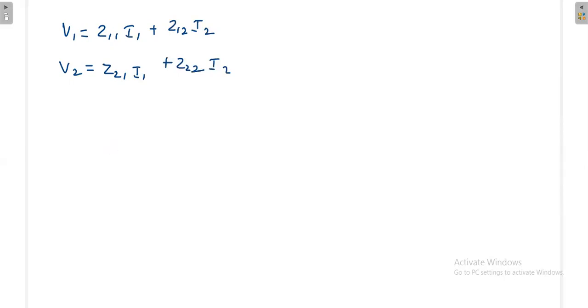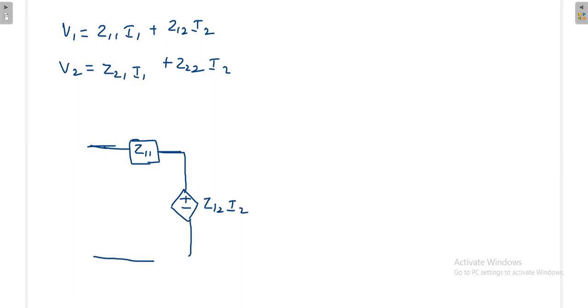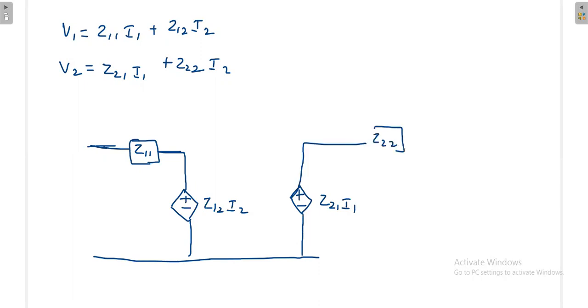Okay, I can write one impedance here, that is Z11. Now, one current dependent voltage source Z12 I2, and here also one current dependent voltage source, that is Z21 I1. Then this is Z22. Okay, I can write the network model like this. Again, this network model consists of the dependent sources.